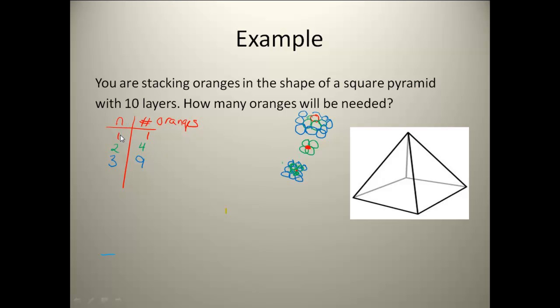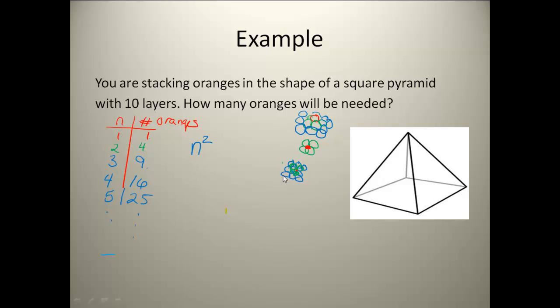So let's see if we can figure it out. When I had 1 layer, I had 1 orange. When I had 2 layers, I had 4 oranges. When I had 3 layers, I had 9 oranges. Hopefully you can recognize that the pattern is we're squaring it. So if I had 4 layers, I would have 16 oranges. If I had 5 layers, I'd have 25 oranges, and so on and so forth. So our pattern is n squared.